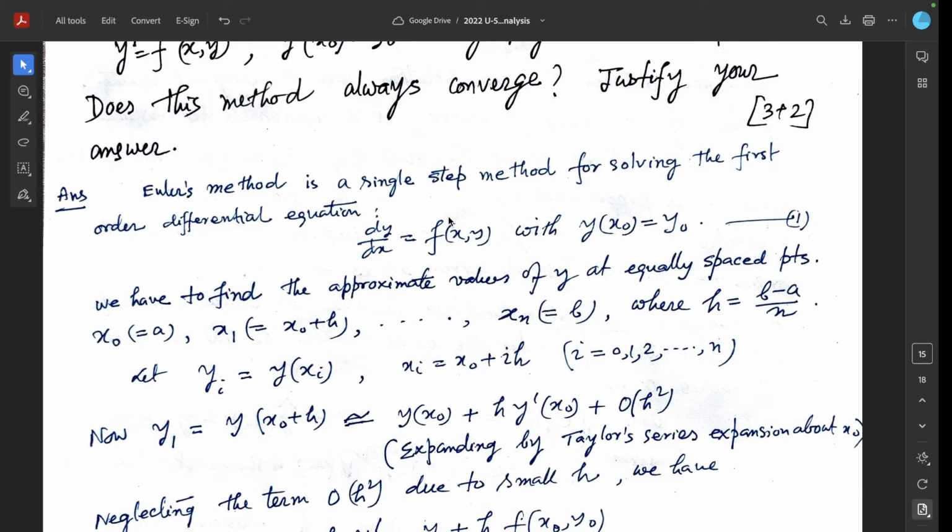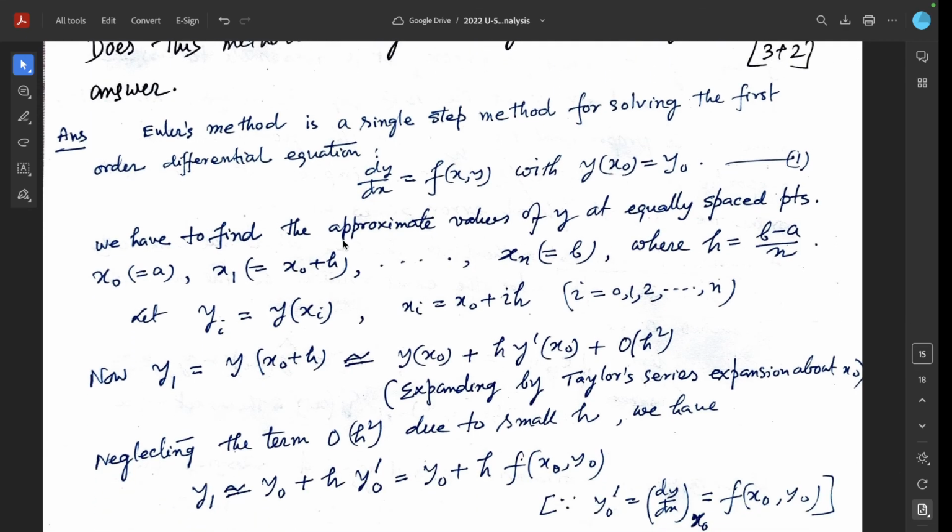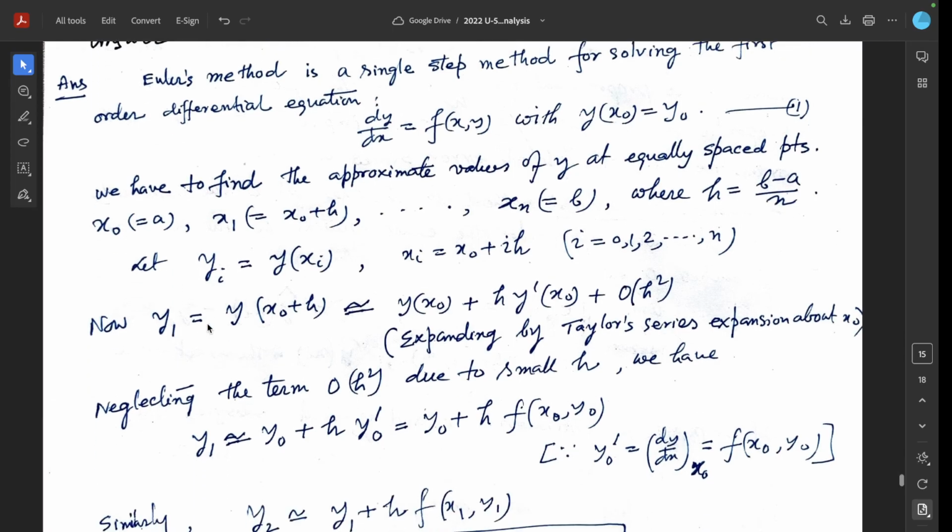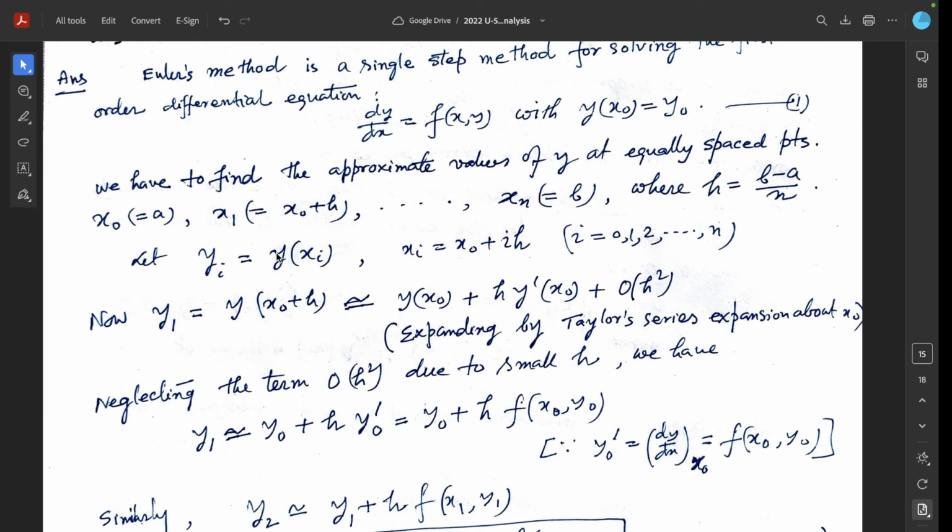dy/dx equal to f(x,y) with y(x0) equal to y0. We have to find the approximate values of y at equally spaced points x0, x1, up to xn, where h, the step length, is equal to (b minus a) by n. Let yi equal to y(xi), where xi is x0 plus ih, i equal to 0, 1 to n.